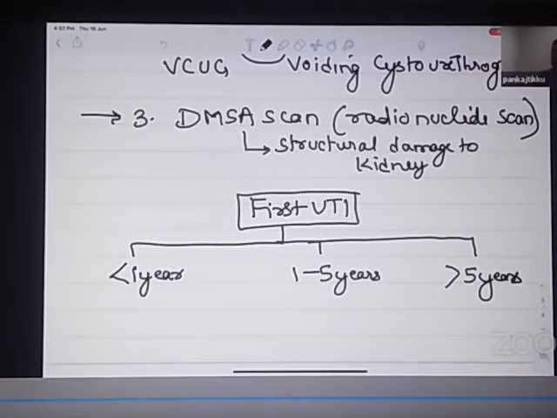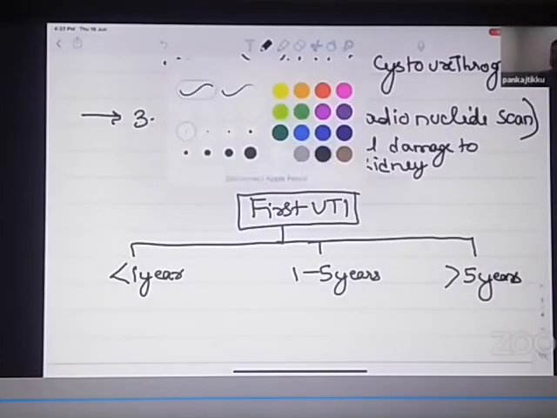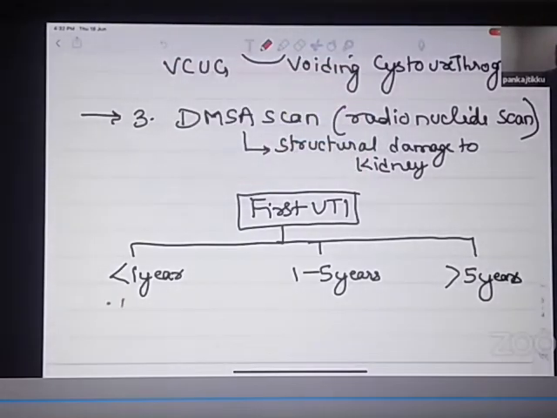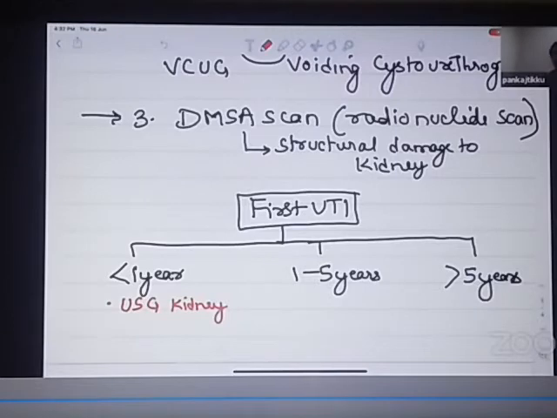In a child who has a UTI and the child's age is less than 1 year, you have to do all the three investigations. You have to do the ultrasound of the kidneys, ultrasound of the abdomen to see whether kidneys are normal or not. You have to do a DMSA scan also, and you have to do a micturating cysto-ureterogram also. So any child who is less than 1 year of age and has a urinary tract infection, all the three should be done.